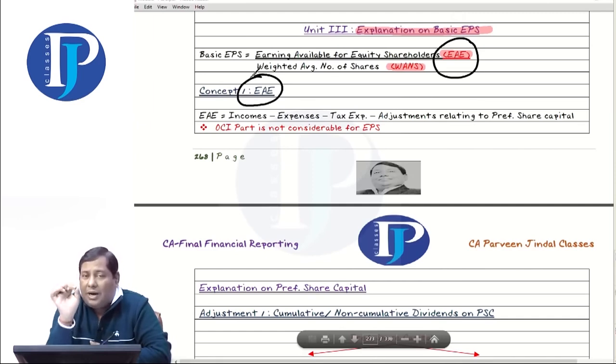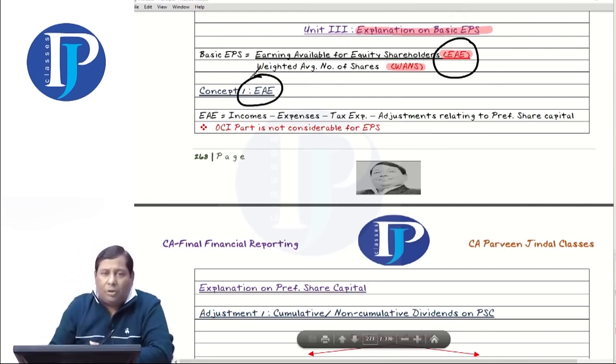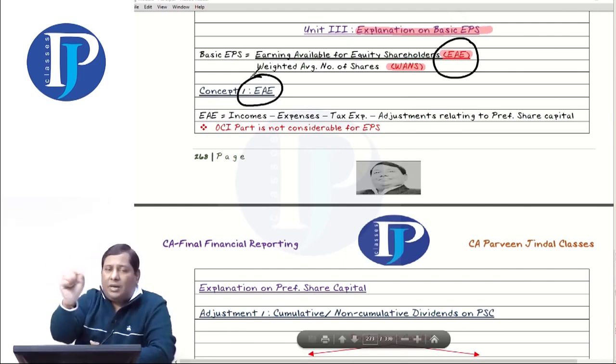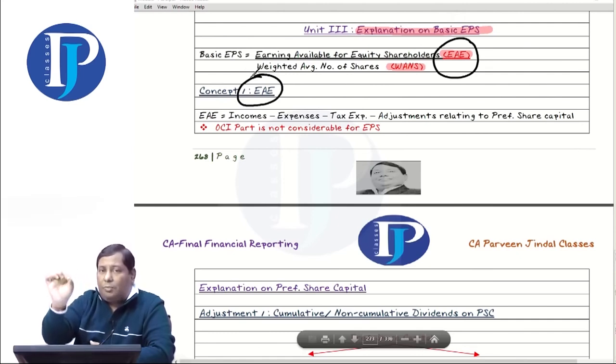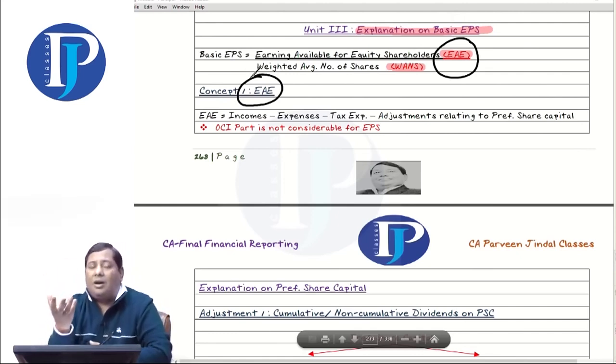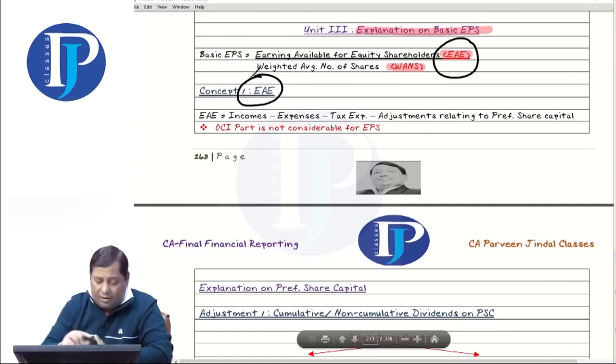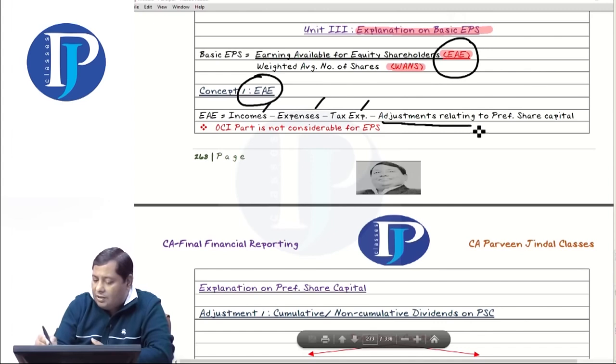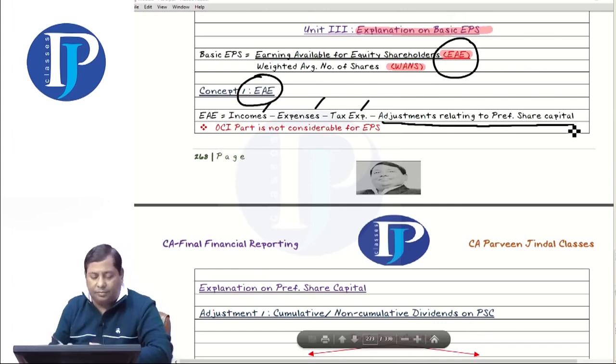And then you have to learn the adjustment of preference capital in it. I explained the adjustment of the preference share capital with ample amount of time. First, incomes minus expenses minus tax expenses minus issues relating to preference share capital. You will get earnings available for equity shareholders. Look, income, expenses, tax expenses, adjustments relating to preference share capital.